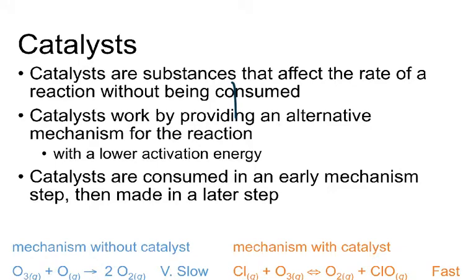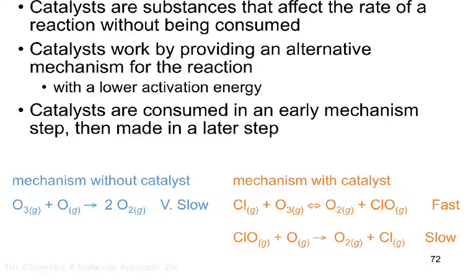One more topic for this chapter is catalysts. A catalyst is defined as a substance that affects the rate of a reaction without being consumed. So it will speed up or slow down a reaction but will not be used up itself. They work by providing an alternate mechanism for the reaction, and that alternate mechanism has a lower activation energy. They are often consumed in an early mechanism step and then made in a later step.